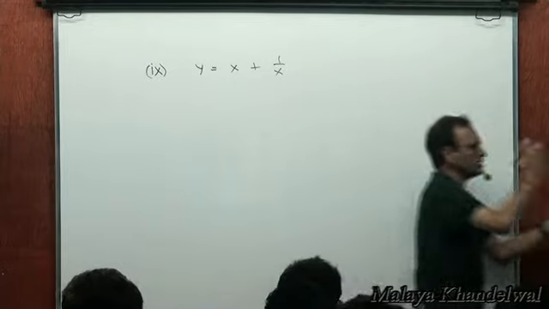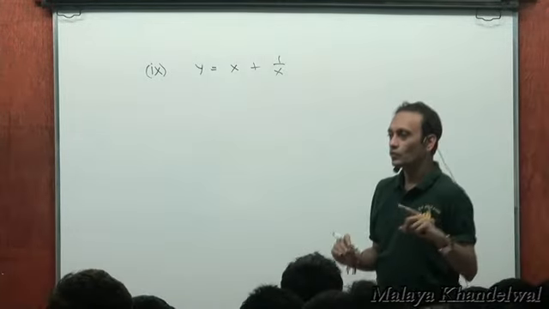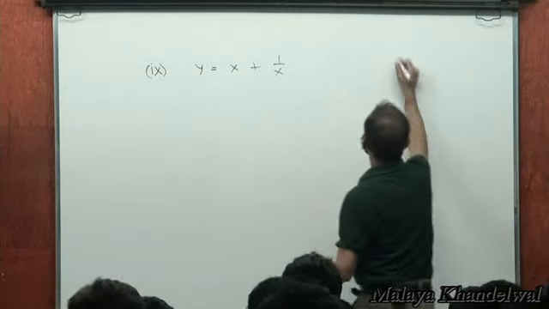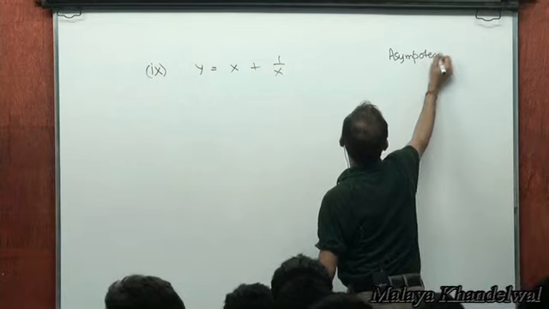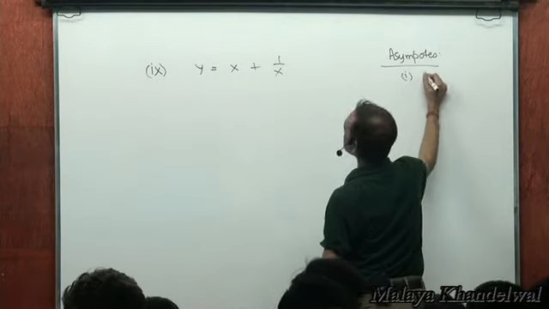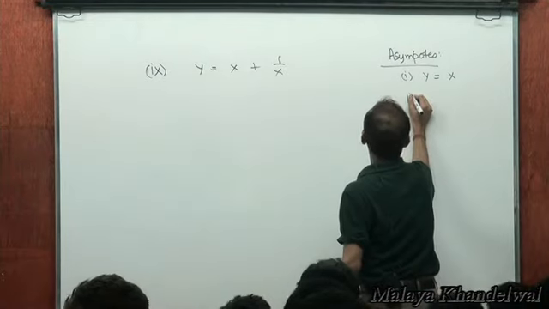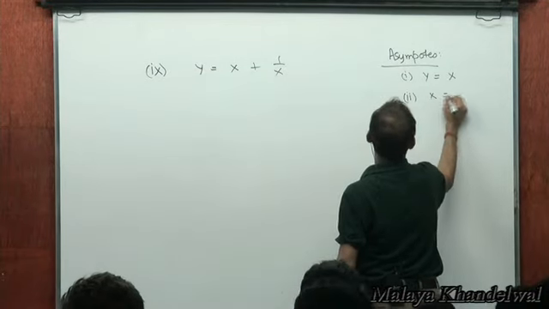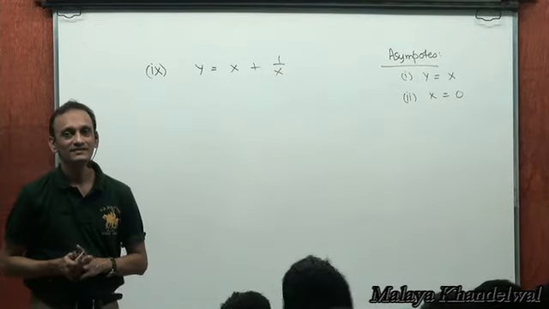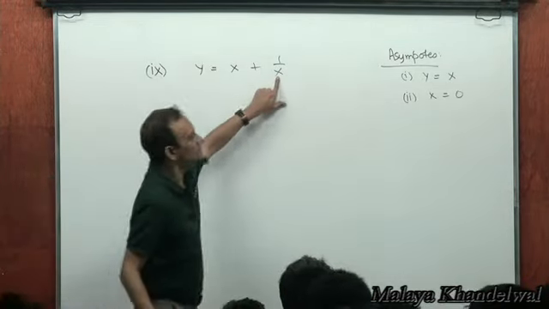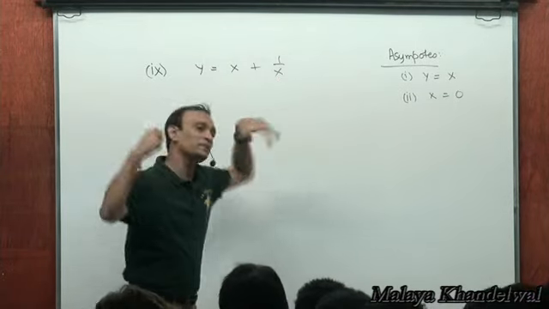Readily, what can you say? There are two asymptotes. There is an inclined asymptote, which is y equal to x, and there is a vertical asymptote, which is x equal to 0, the y-axis. X equal to 0 is a vertical asymptote and y equal to x is an inclined asymptote. Let me first draw the asymptotes.